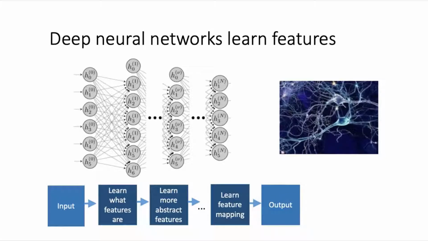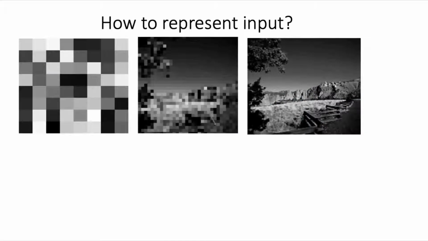But first, before discussing the representations that our neural networks can extract from data, let's talk about how we might represent the data that we feed into the neural network. Let's say we want our model to tell us something about images. If we had black and white images, our representation might be the intensity values of each pixel.